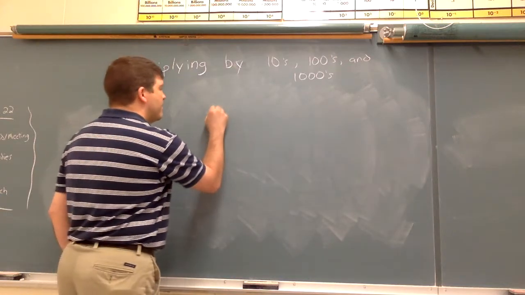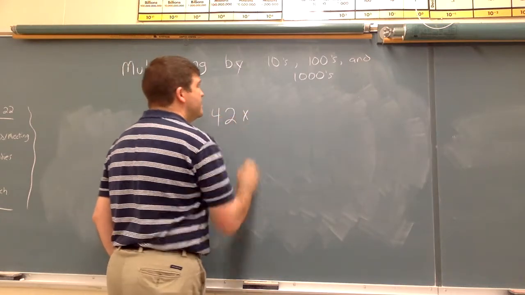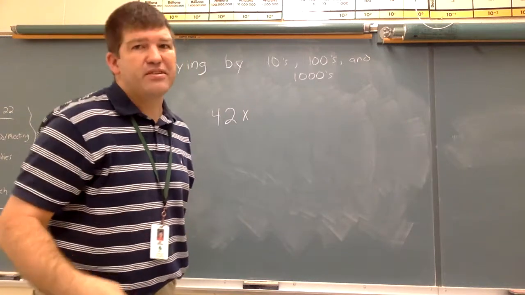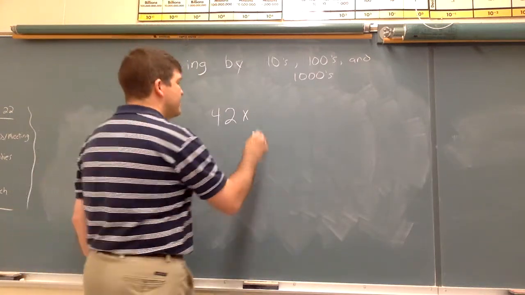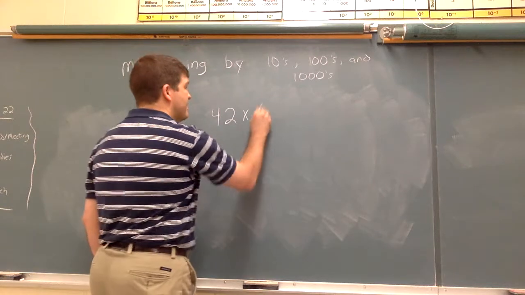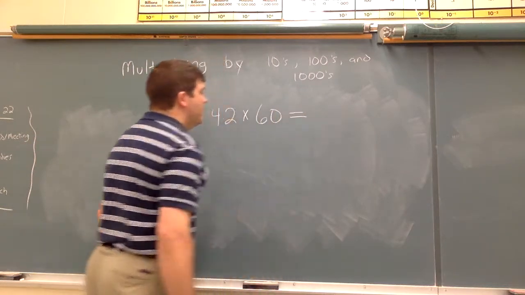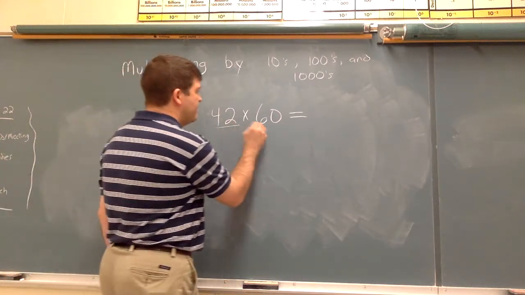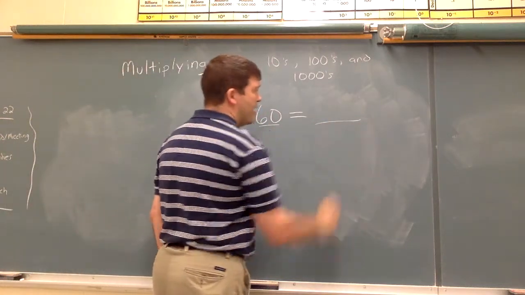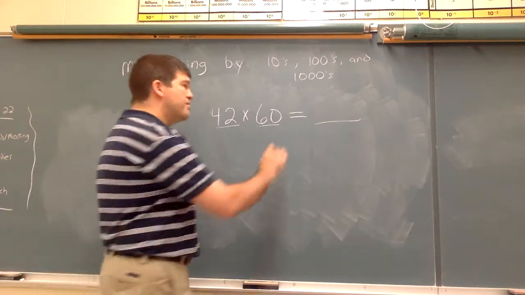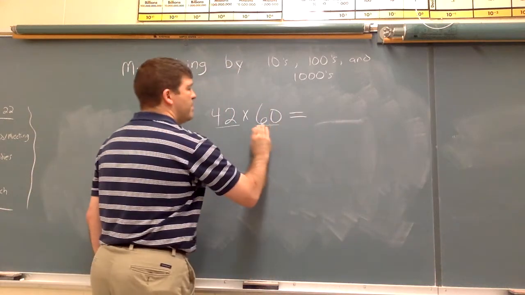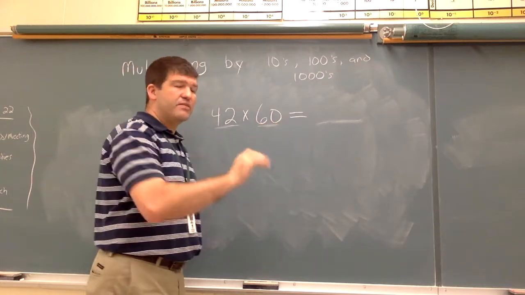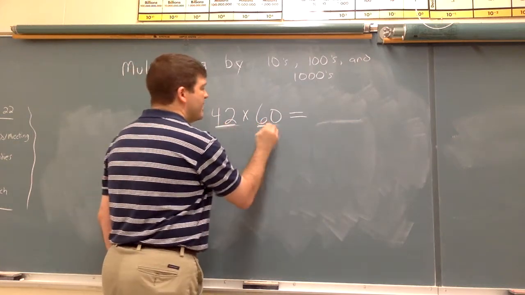So if I have 42 times, instead of 10, let's do more than one 10. So let's do 60, like 6 tens, which would be 60. Okay. All right. So I have my two factors, 42 times 60, and I want to get my product. So what I do is I break it up a little bit. When I see a 0, I kind of just let go of that 0 for a second. I'm going to do 42 times 6.